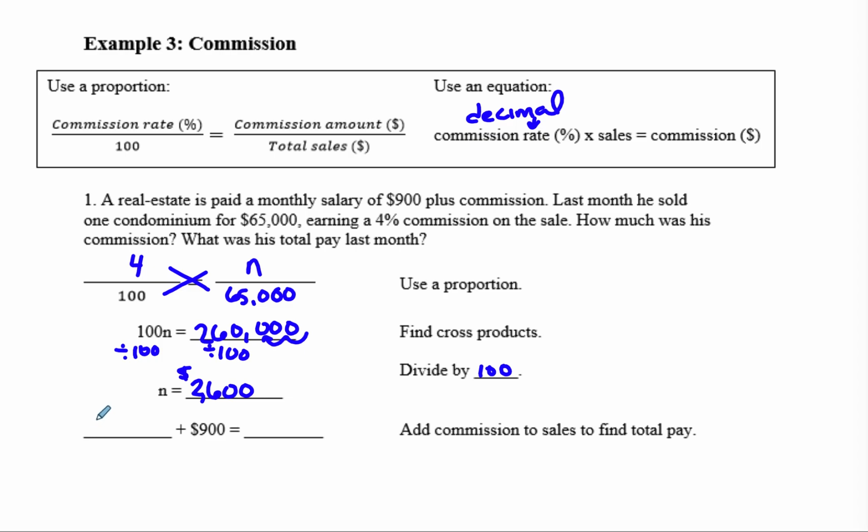That's the bonus. That's not the total. So now we need to add that on. 2,600 plus that bonus of 1,900. Or, I'm sorry, not 1,900, 900. So 2,600 plus the 900, that is the normal salary. And we get $3,500 as the total amount of pay.